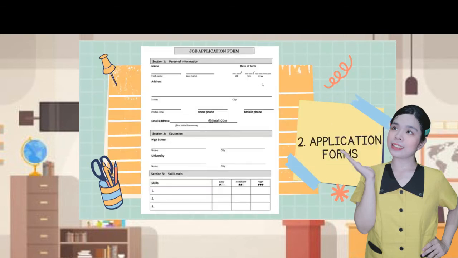Next one is application forms. In this job application form, section 1 is about personal information, the basic details about yourself. The next one is about education, and the next one is skill levels.